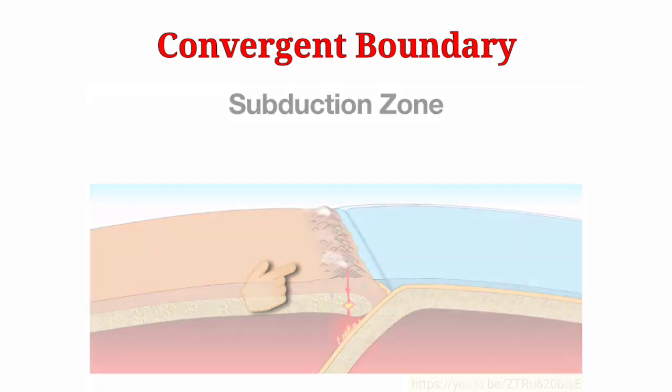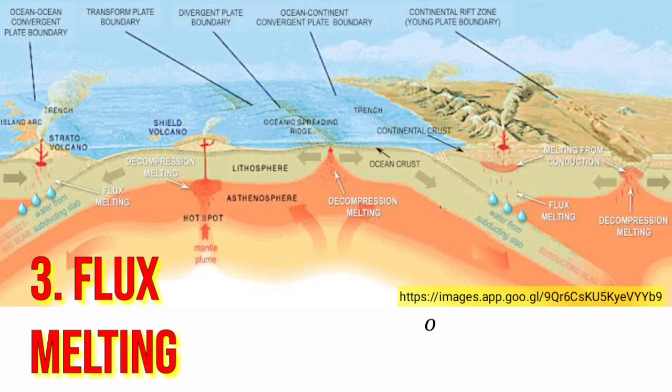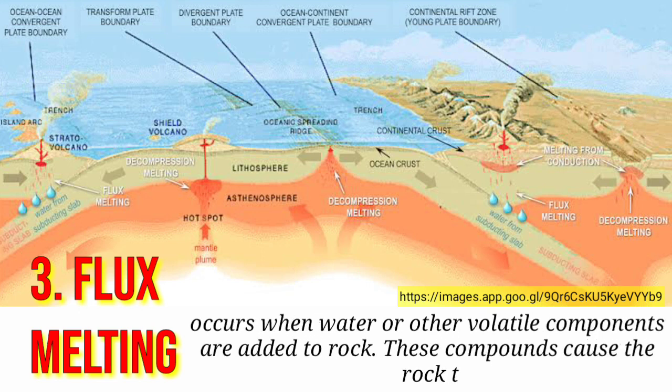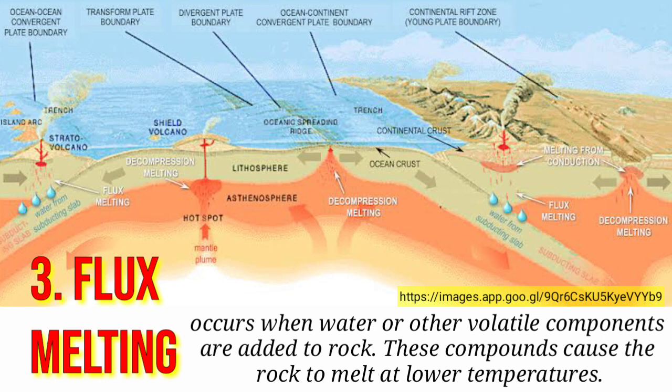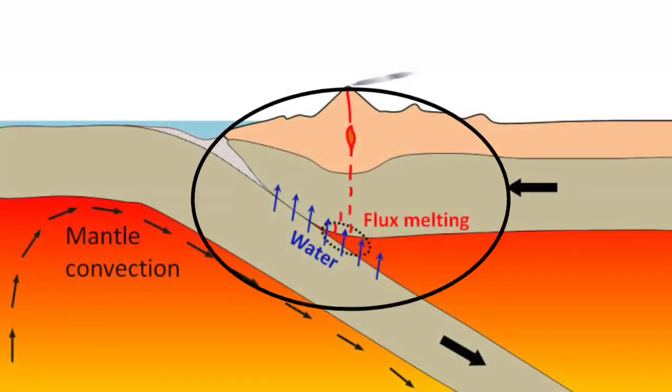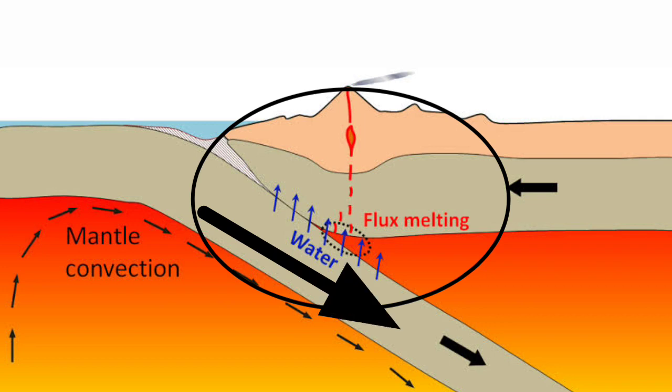Next is flux melting. This occurs when water or other volatile components are added to rock. These compounds cause the rock to melt at lower temperatures. This creates magma in places where it originally maintained a solid structure. Much like heat transfer, flux melting also occurs around the subduction zone. In this case, water overlying the subducting seafloor would lower the melting temperature of the mantle, generating magma that rises to the surface.